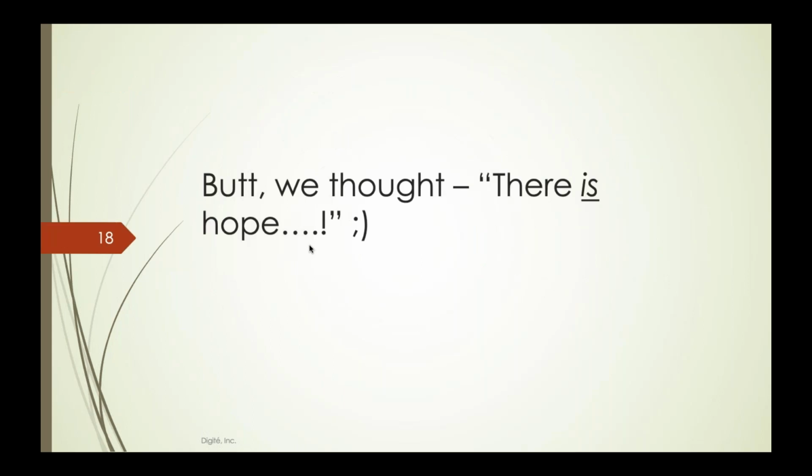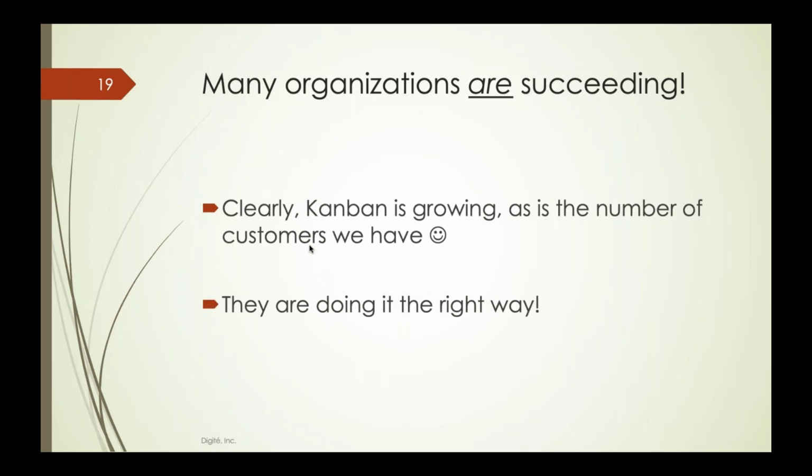But at the same time, we thought there is hope, because clearly we are seeing that many organizations are succeeding with Kanban. There is a growing set of customers and a growing number of organizations reporting successful implementation of Kanban. So clearly they were doing it the right way. There was some difference in the way that some teams were implementing it versus these teams, and these teams were doing it better. So the thought was, what was it that they were doing?